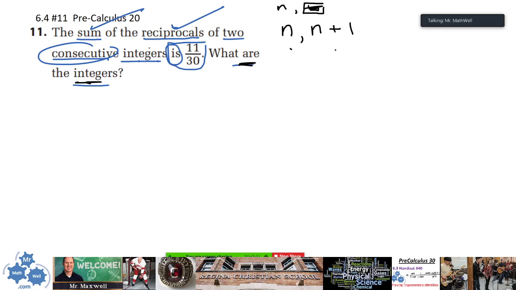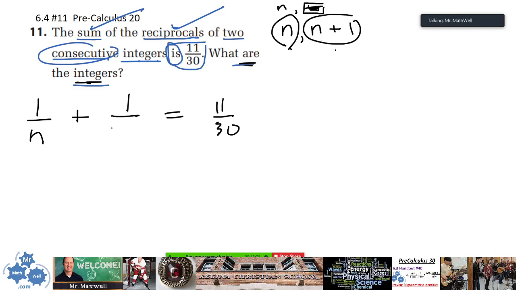And then what you want to do is put together an equation. We know that the sum of the reciprocals equals 11 over 30. The reciprocal of the first one is 1 over n. The reciprocal of the second one is 1 over n plus 1. So here we have a rational equation. I want to solve for the one variable that I have in there. No problem. We've done this a ton of times.